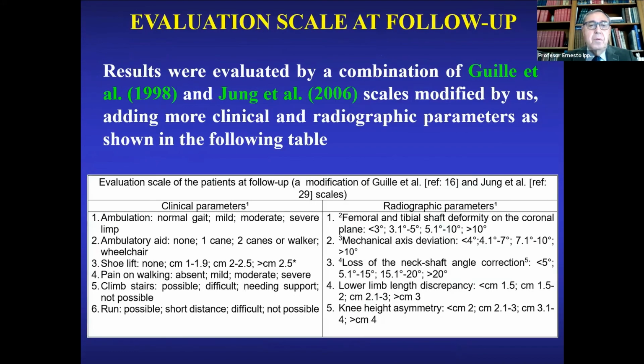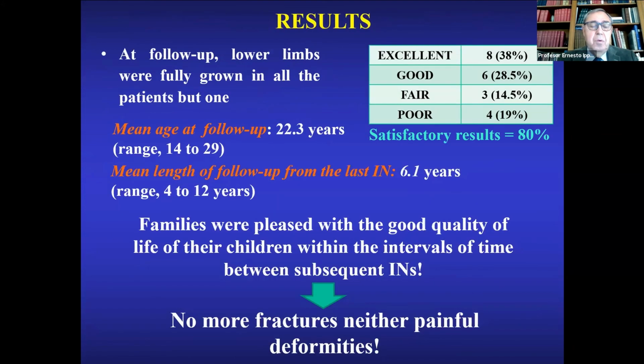At follow-up, results were evaluated by a combination of Gill and Jung scales modified by us, by adding more clinical and radiographic parameters as shown in the following table. We had 8 excellent, 6 good, 3 fair, and 4 poor results.